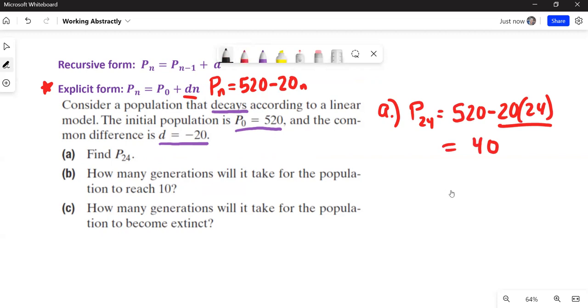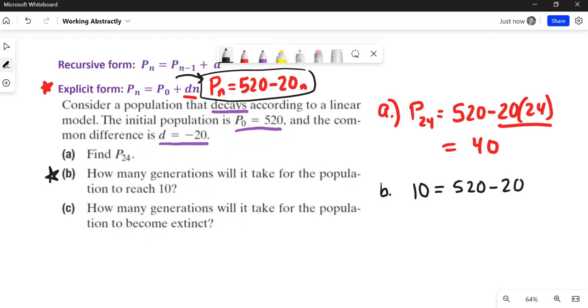Part B asks more of an equation question. How many generations will it take for the population to reach 10? So what we're doing with the formula that we have here is we're going to consider what if this left part, this population part, equals 10. So we're going to take that formula, set P sub n equal to 10. So when does the 520 minus 20n, meaning what is the value of n, when does that equal 10?